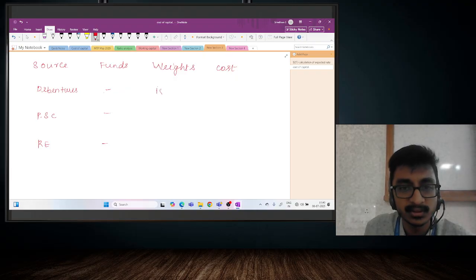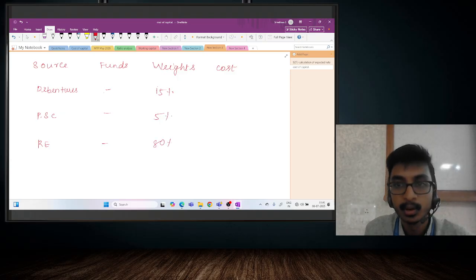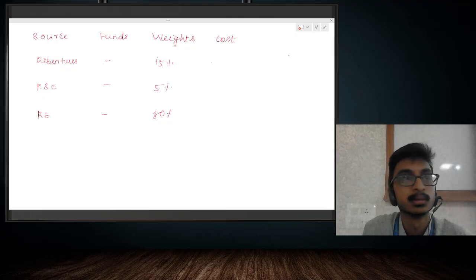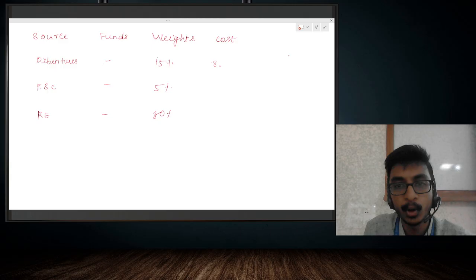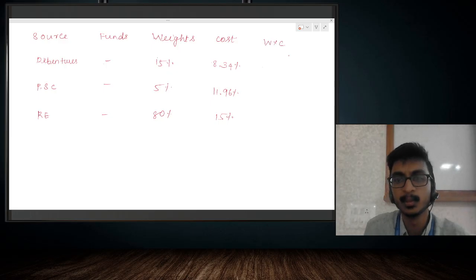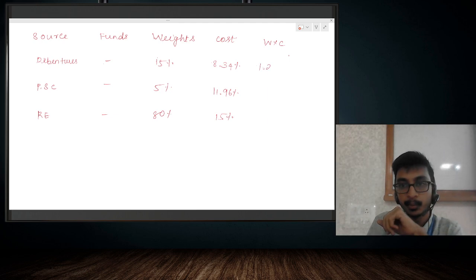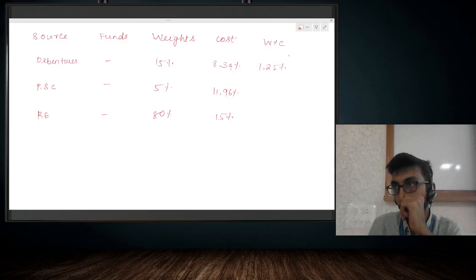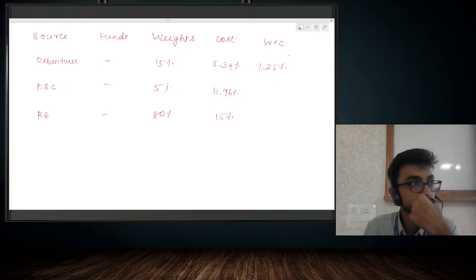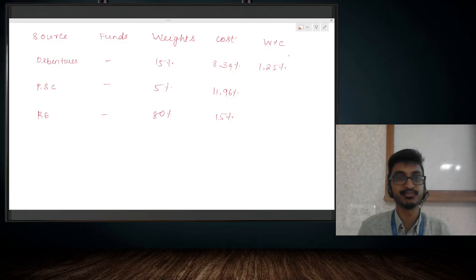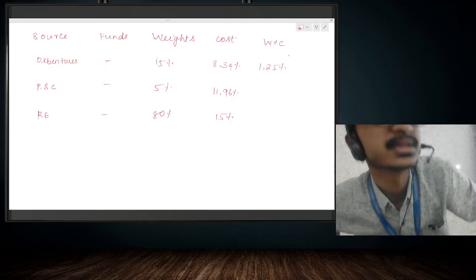What is the proportion of debentures? It is 15%, 5% and 80%. Cost of debt, how much? KD? 8.33% or 8.34%. Preference share capital cost? 11.96%. This is 15%. Now W into C, how much do we get? 1.25% each. Next. Let's calculate the marginal cost of capital.